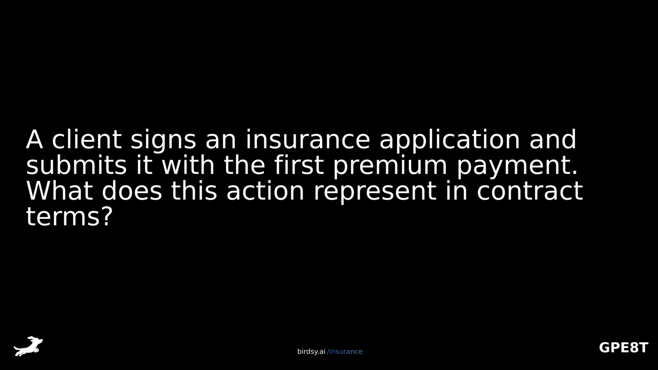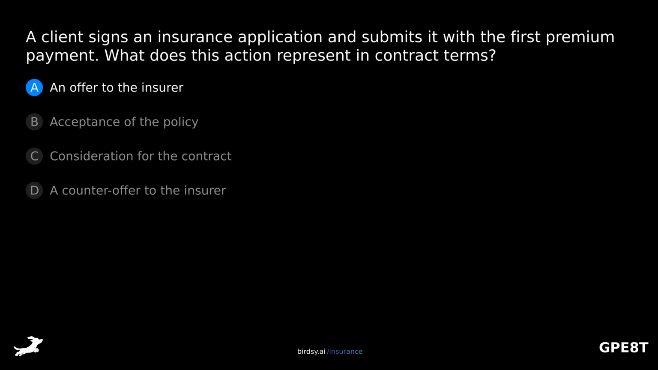A client signs an insurance application and submits it with the first premium payment. What does this action represent in contract terms? Is it A, an offer to the insurer, B, acceptance of the policy, C, consideration for the contract, or D, a counteroffer to the insurer? The answer is A, an offer to the insurer.